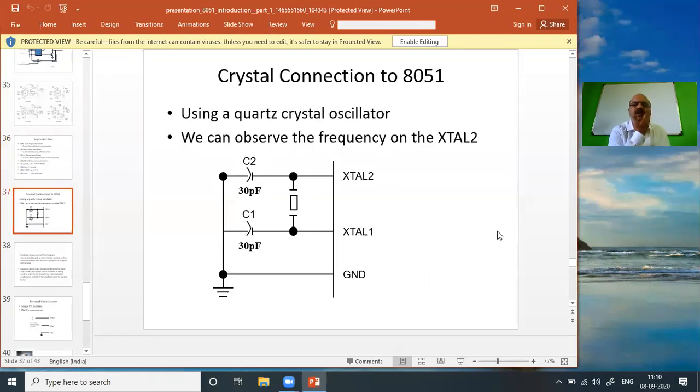So here you can see there is a crystal connection to the 8051. Okay, this is a piezoelectric crystal.